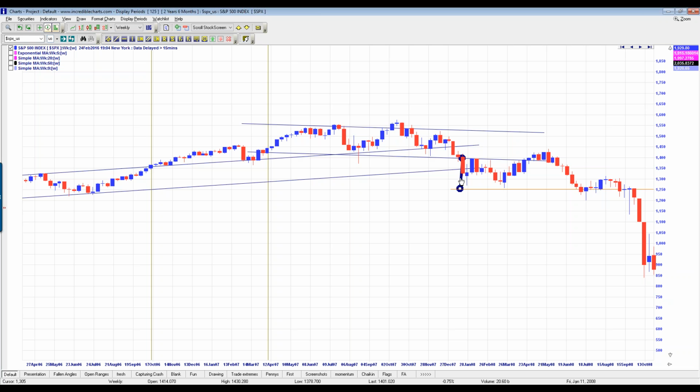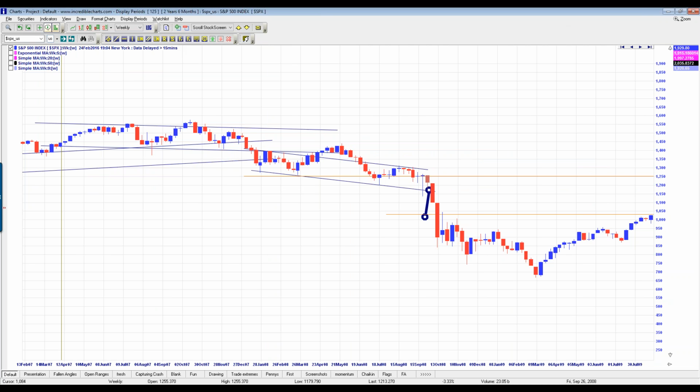Let me move that line out of the way. Then we got another head and shoulder pattern. Okay, there's the left shoulder, there's the right shoulder, there's the neckline, and once again, we can take our measurement, measure from the neckline to the bottom. That's the anticipated decline. We measure from the breakout point. Okay? And this is where we ended up finding key support.